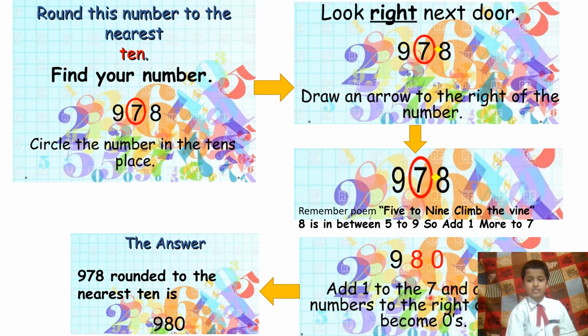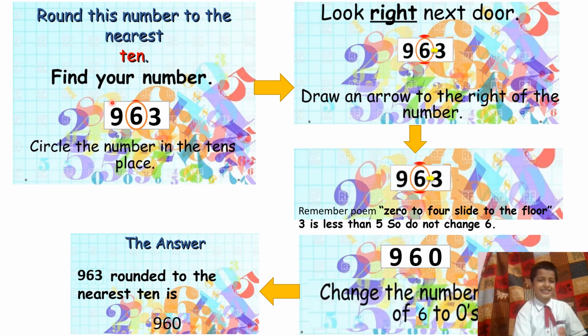Add 1 to the 7 and all the numbers to the right of the 7 become 0. The answer: 978 rounded to the nearest 10 is 980. Let's take another example.